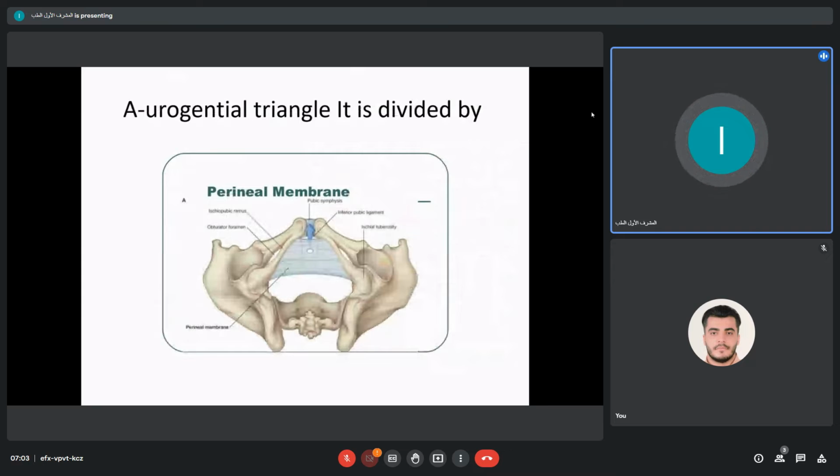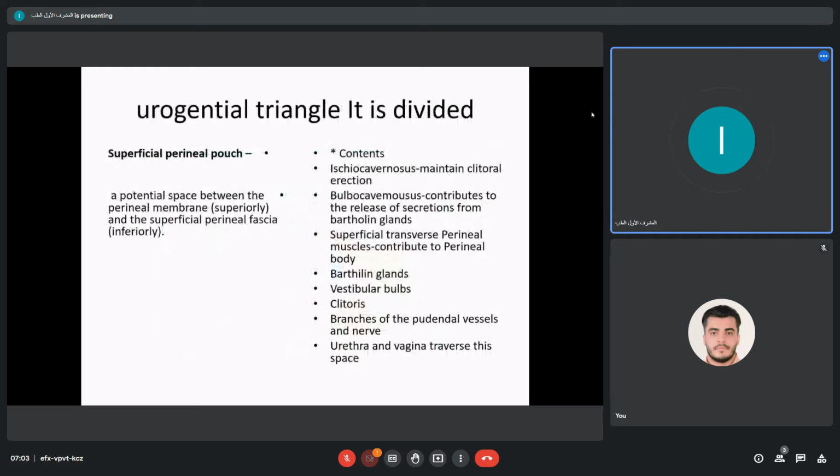The urogenital triangle is also divided by the perineal membrane into two parts, which are called the superficial perineal pouch and deep perineal pouch. First, the superficial perineal pouch is a potential space between the perineal membrane superiorly and the superficial perineal fascia inferiorly. And what is the content of the superficial perineal pouch?